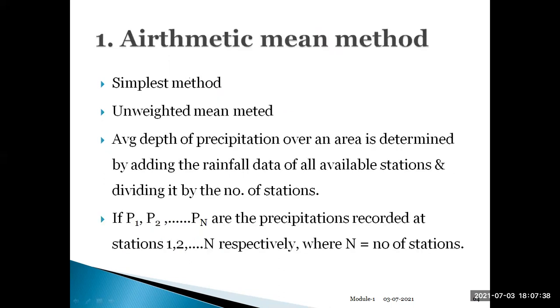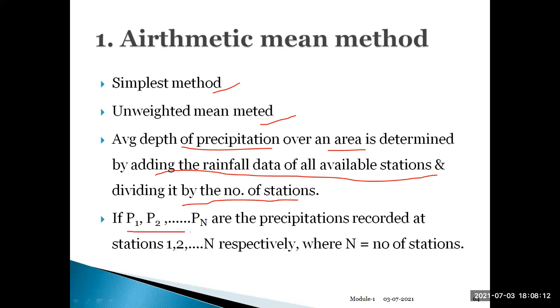The first method is the arithmetic mean method, or arithmetic average method. This is the simplest method, and it is also called the unweighted mean method. Another name for the arithmetic mean method is the unweighted mean method. Here the average depth of precipitation over an area is determined by adding the rainfall data of all the available stations and dividing it by the number of stations.